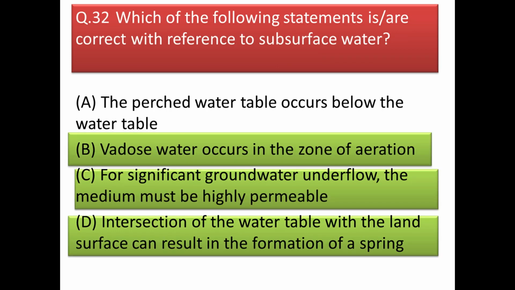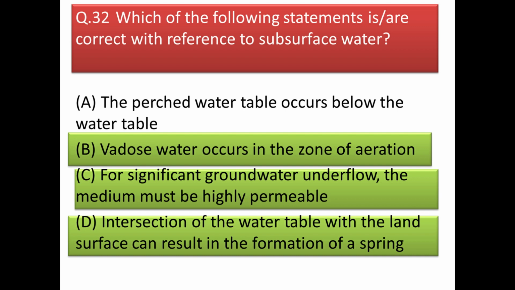Which of the following statements is correct with reference to subsurface water? The first option, the perched water table occurs below the water. This is not correct because the perched water table occurs above the water table. Next, the vadose water occurs in the zone of aeration, correct?